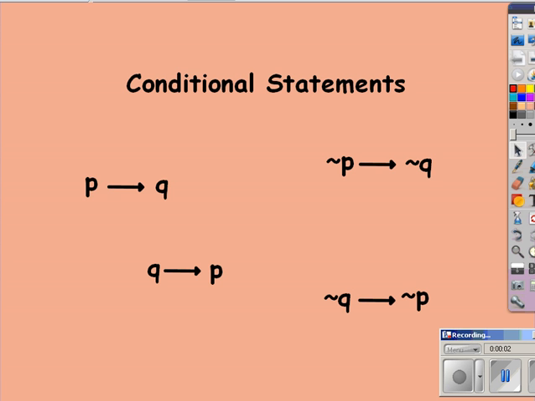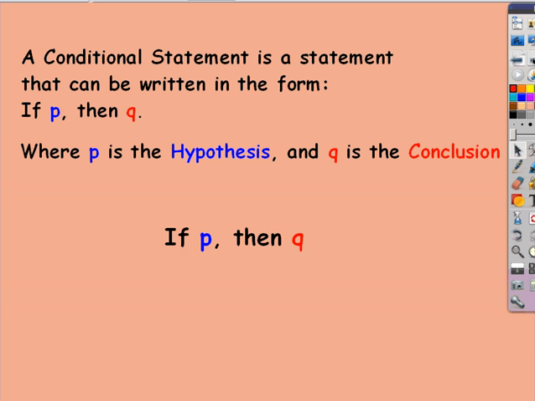All right, we're looking at Chapter 2, Section 1, Chapter 2, Section 2 on conditional statements. First thing we're going to look at is the vocabulary. A conditional statement is a statement that can be written in the form if P, then Q, where P is the hypothesis and Q is the conclusion. So all our conditionals are set in that way. If the hypothesis, then the conclusion.